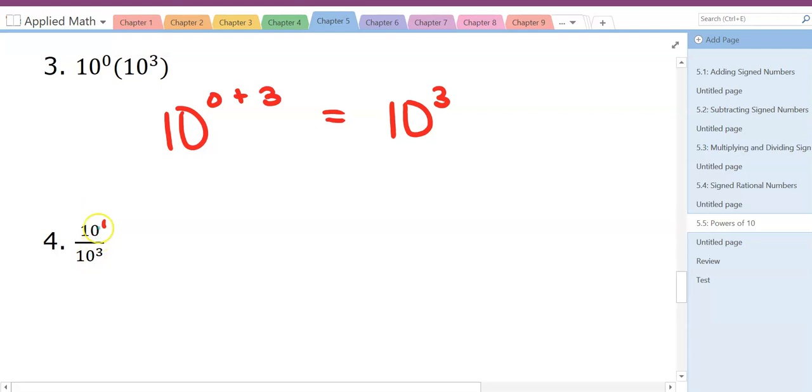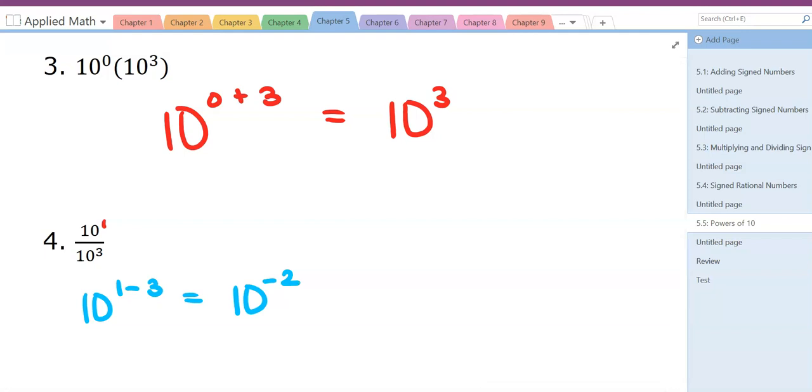So for division, we have to subtract. So we take 1 minus 3. What's 1 minus 3? Negative 2. So what do I need to do to finish this one? Drop it to the bottom of the fraction, so it says 10 squared, and a 1 has to be on top.